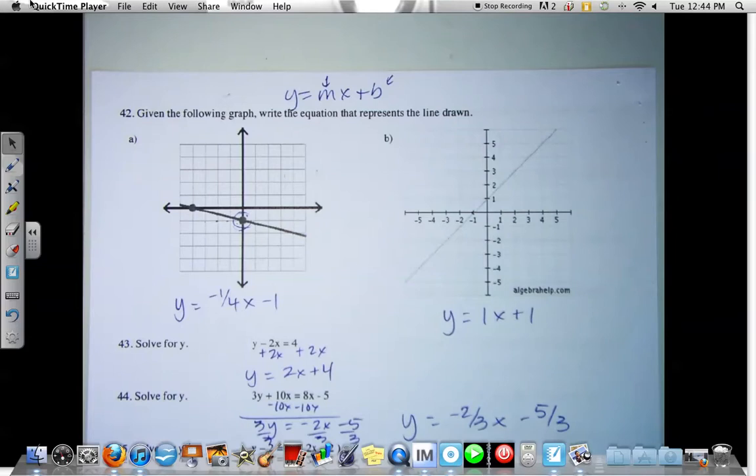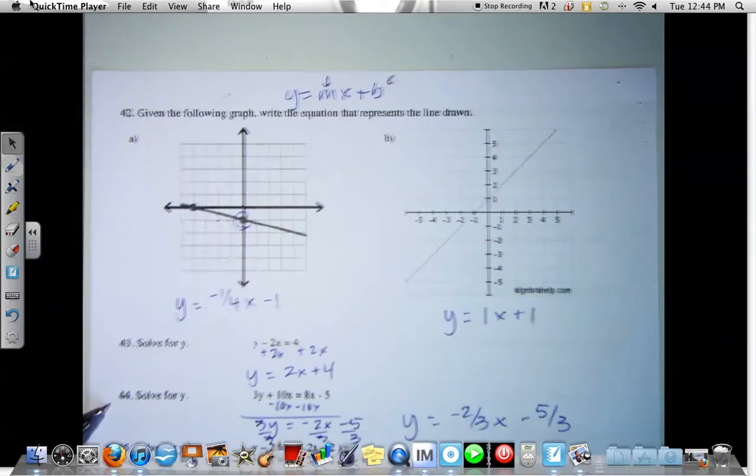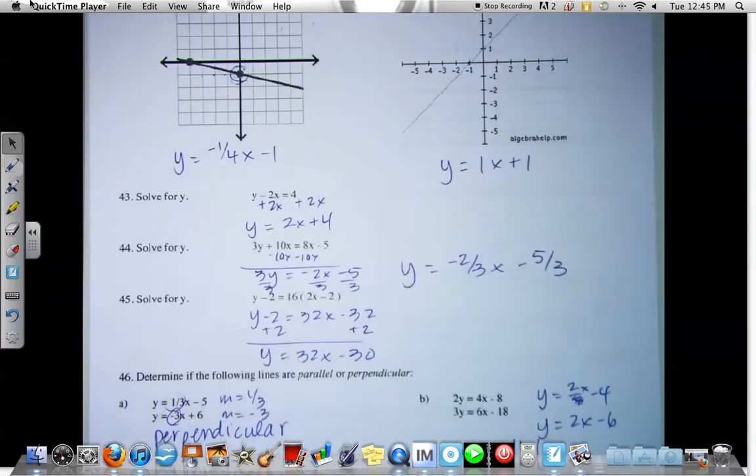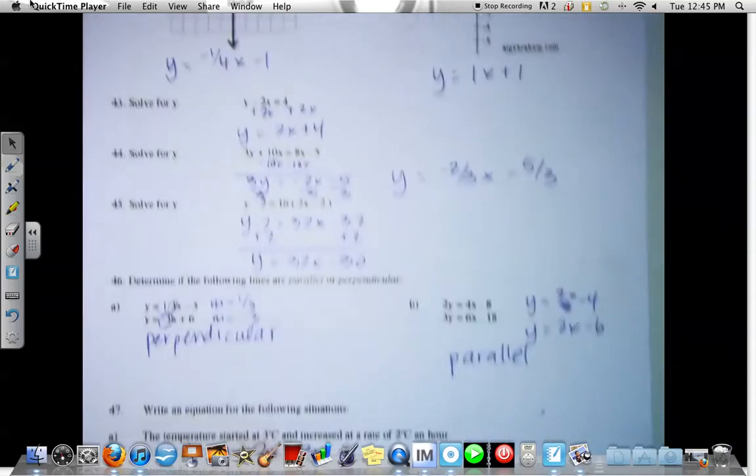43, add 2x to both sides, so y equals 2x plus 4. 44, add 10x to both sides, divide everything by 3, y equals -2/3 x minus 5/3. 45, distribute and add 2 to both sides, y equals 32x minus 30.